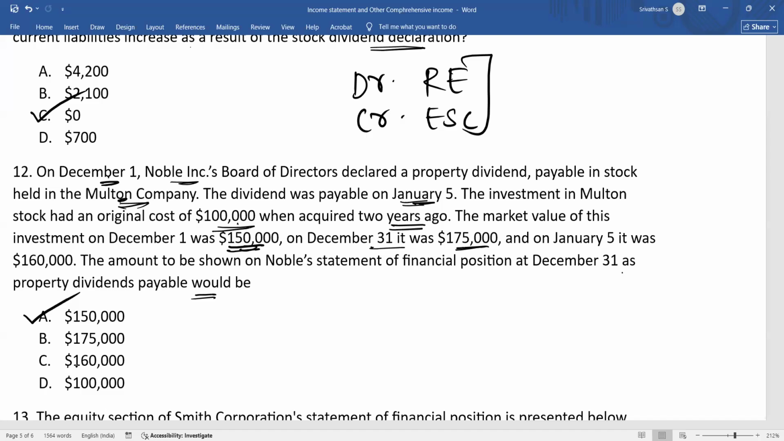So in case of property dividend, the value of the property should be valued at its fair value on the date of declaration. Here, date of declaration is 1st December. On 1st December, fair value is 1,50,000. So that is the value at which Noble Incorporation should show the value of the property on 31st December.